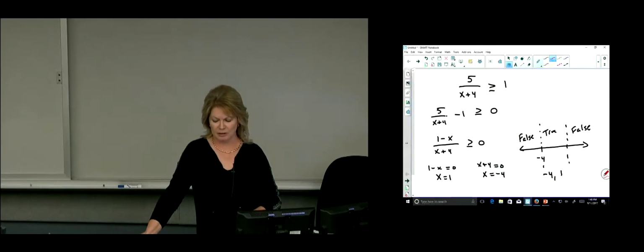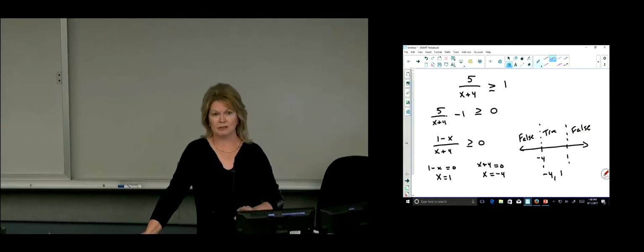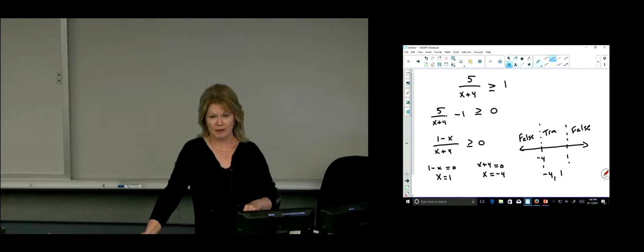The last problem we were working, I have put the notes up real quick on the board here. We were working a rational inequality, and it was 5 divided by x plus 4 is greater than or equal to 1. And remember, we have to get that number 1 on the other side, so it's in reference to 0. We had to combine it so that we had one fraction. Then we had to find out what made the numerator equal to 0, what makes the denominator equal to 0. So all of that is the same.